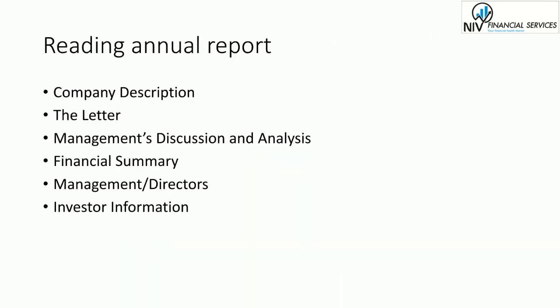So how to read an annual report? First one, company description. Most companies will include a description of their business segment that includes products and markets served. A review of this section provides readers with at least a basic understanding of what the company does.